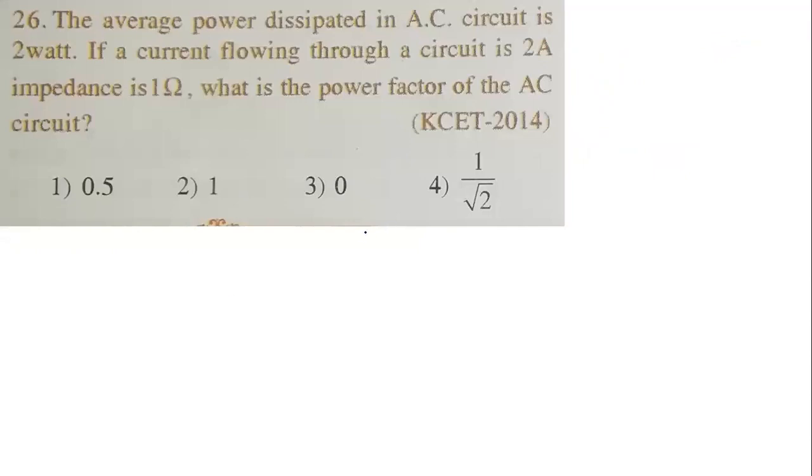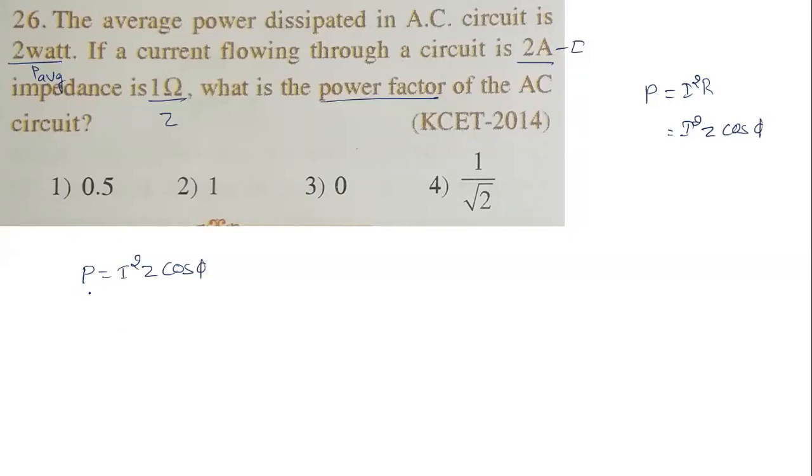Like there is one more question in KCET. The average power dissipated is given as 2 watt, P average. The current flowing through the circuit is 2 ampere and impedance is 1 ohm. Then they ask for the power factor. Again, the formula for power is I square Z into cos phi. I think you know that in the case of DC, power is I square into R, right? Similarly, it is I square into Z, impedance, multiplied by the power factor cos phi.